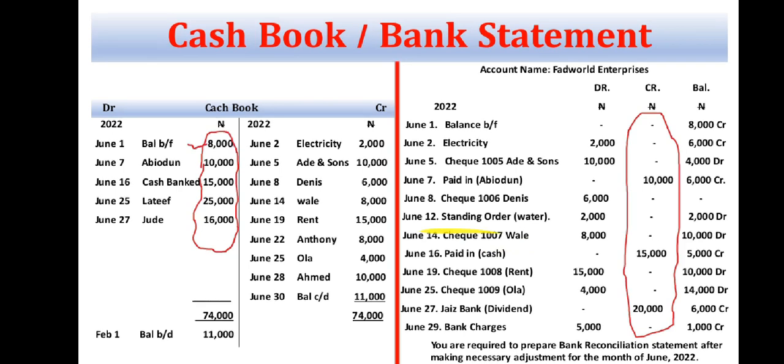So let's start. On June 1st, we have balance brought forward, which is 8,000 naira. If we look at the bank statement, we also have the balance brought forward, which is 8,000 naira. So we asterisk the two.